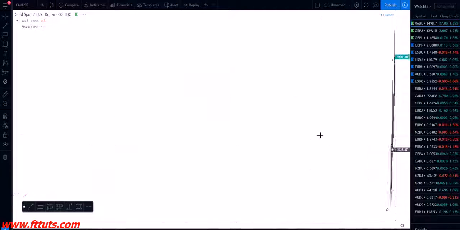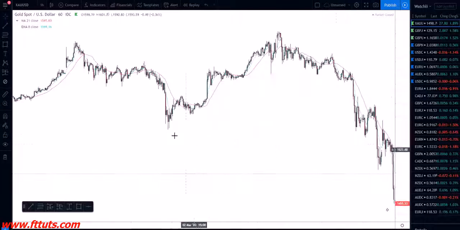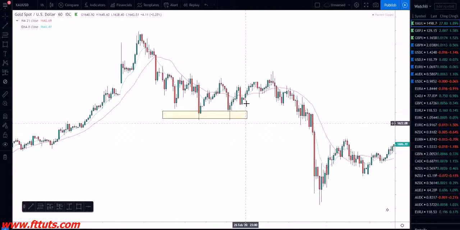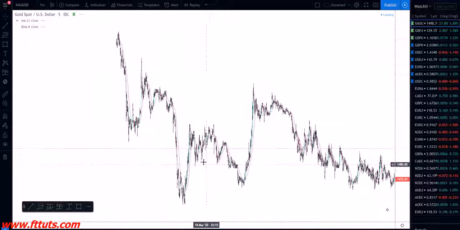We're going to go on the hourly. Okay? We're on the hourly. What do we see here? We see support. Right? We see support here. We see this wick on some support. So now what? Let's go to the 5-minute and find that exact zone.